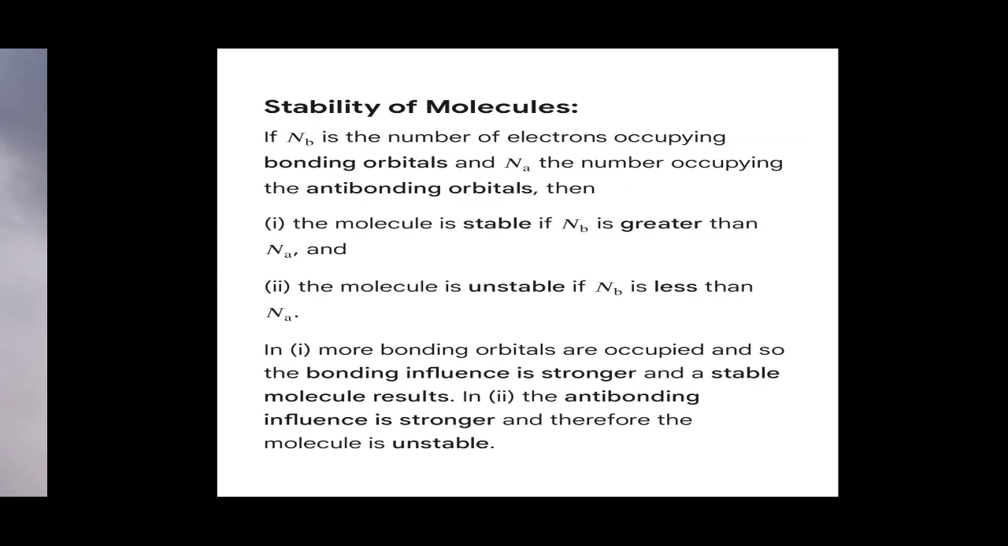Then more bonding orbitals are occupied and so the bonding influence is stronger and a stable molecule results. The antibonding influence is stronger and therefore the molecule is unstable. So keep in mind one thing: when the number of bonding electrons increases, the stability of the molecule increases. Keep in mind the stability is related to the number of electrons in bonding molecular orbitals.